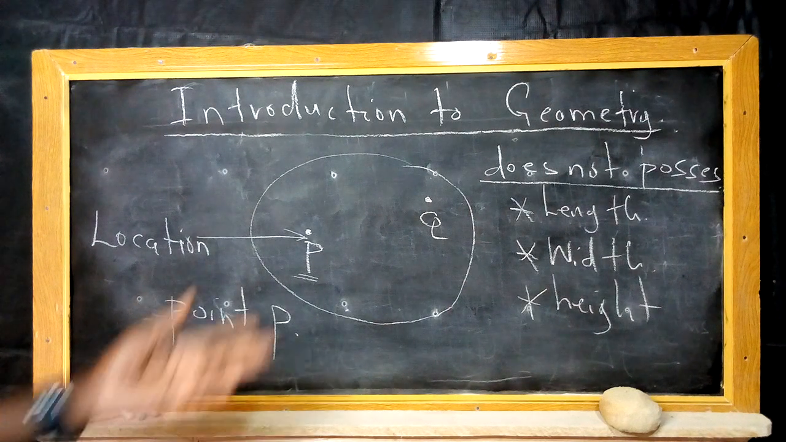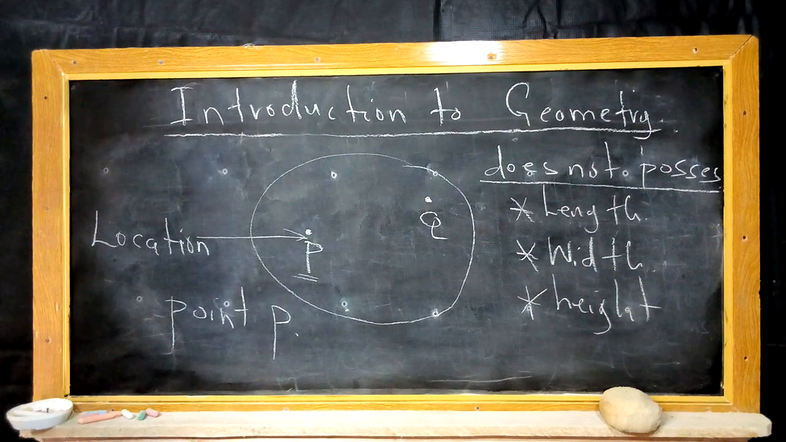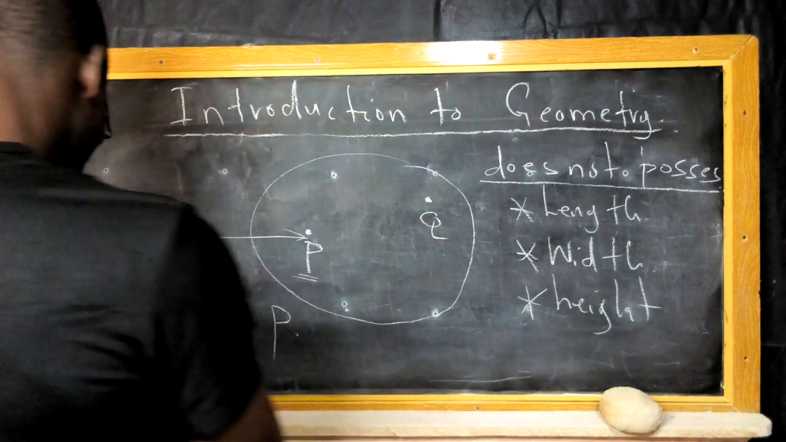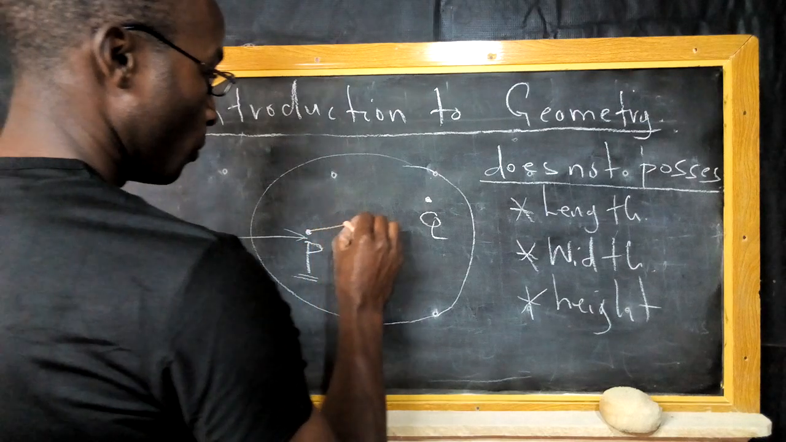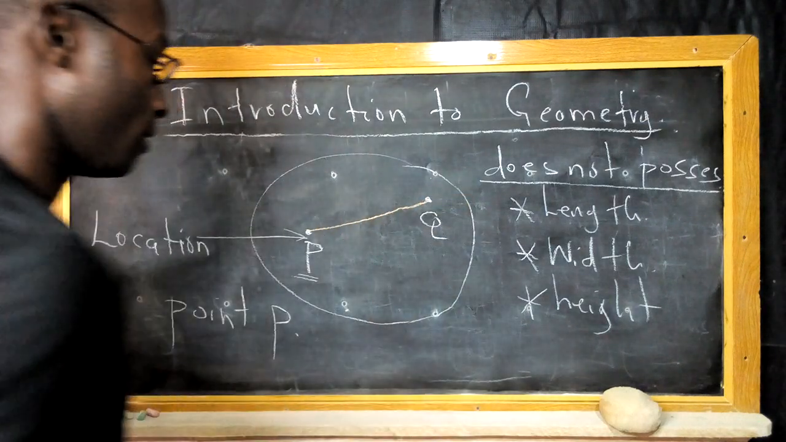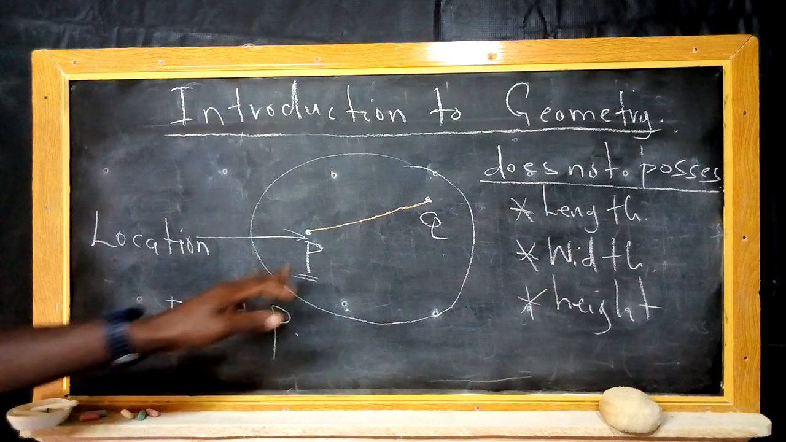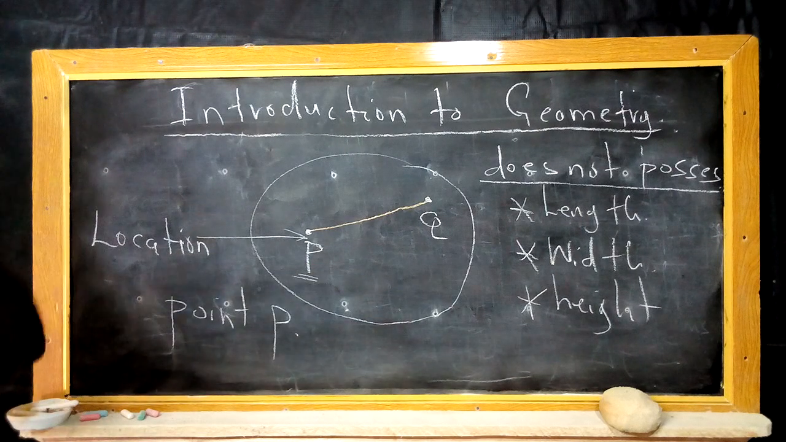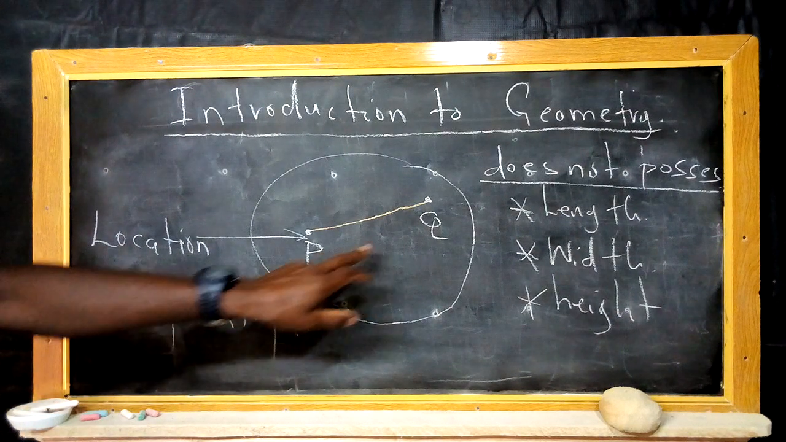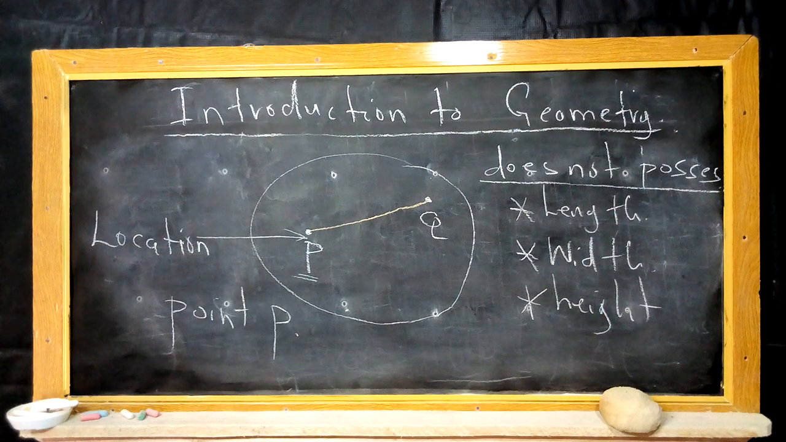Okay, when 2 points are in space like that, and we join these points P and Q, just like that, then the smallest distance between them, the displacement from point P to Q, is known as a line. So the distance between P and Q, the smallest distance, is known as a line.